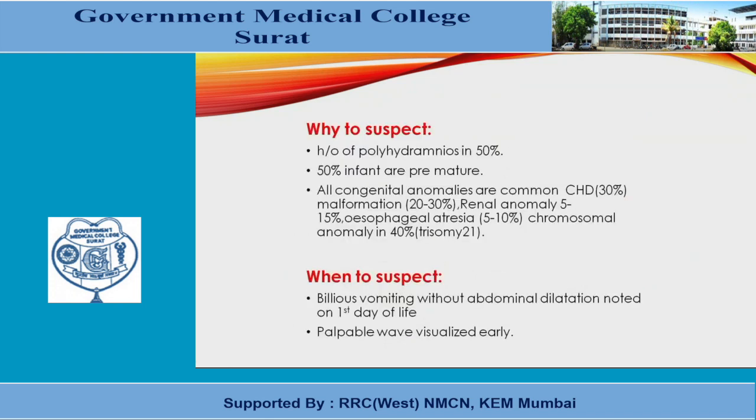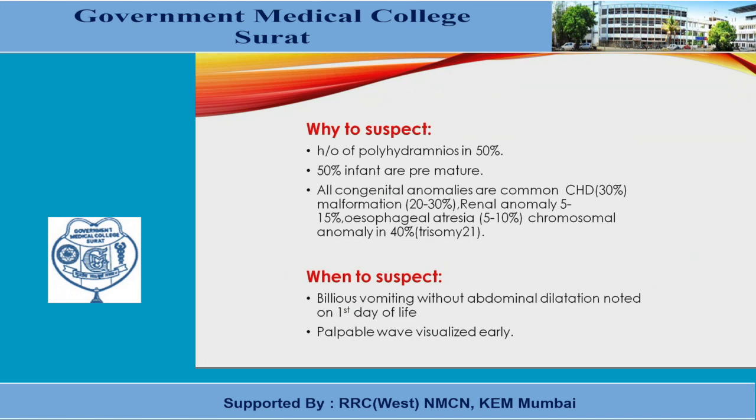When to suspect: antenatally there will be a history of polyhydramnios in 50%. 50% of infants are born preterm. Other congenital anomalies are commonly seen. Congenital heart defects are seen in 30% of cases. Renal anomalies can be seen in 5 to 15% of cases. Esophageal atresia can be present in 5 to 10%. Chromosomal anomaly is also present in 40% of cases, usually Down syndrome.